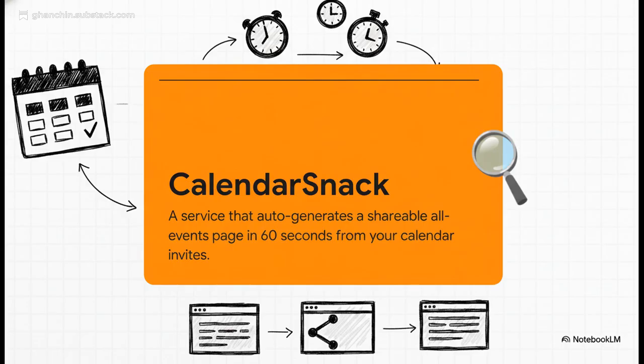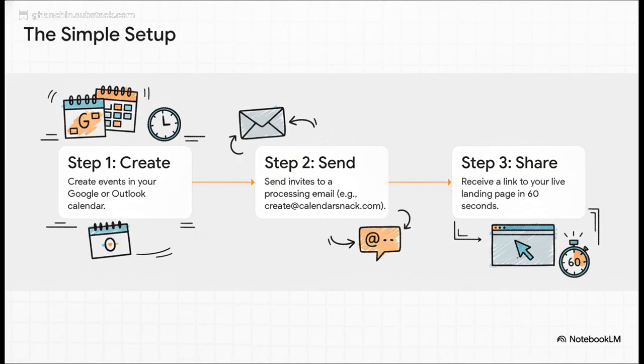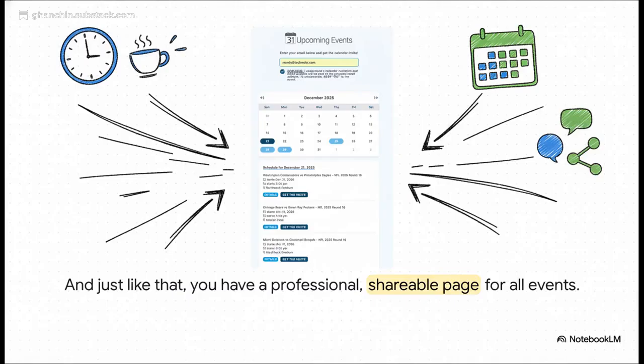Just your calendar. So you're probably wondering, okay, how does this actually work? Well, the setup is so simple. It's basically 3 steps. 1, you create your events in your Google or Outlook calendar, the same way you always do. 2, you just invite this one special email address when you create the event. And then 3, boom, in about 60 seconds, you get an email back with a link to your live landing page. Seriously, that's it. And this is what you get. In less time than it takes to make a cup of coffee, you get this. A really clean, professional-looking page with all your events lined up, totally ready to share with your audience.